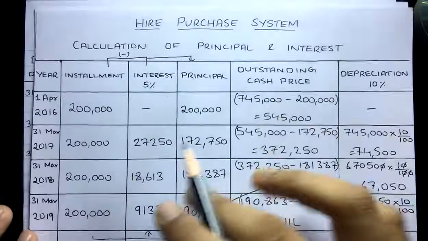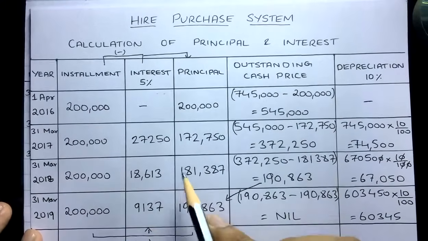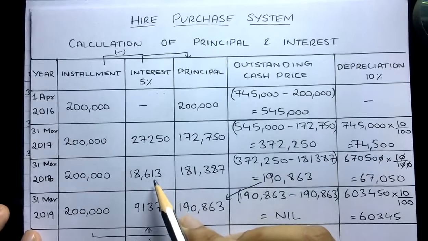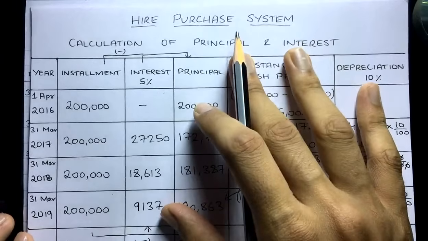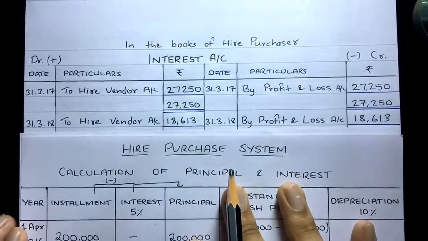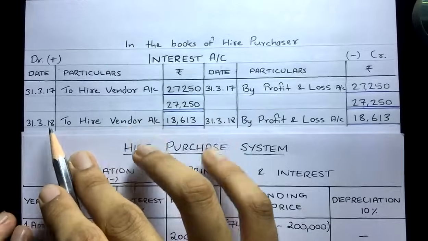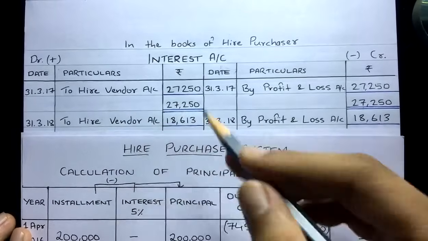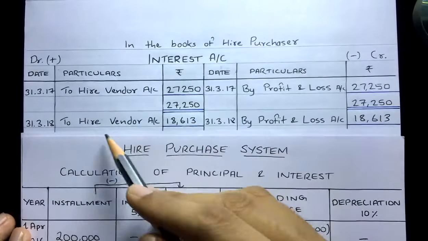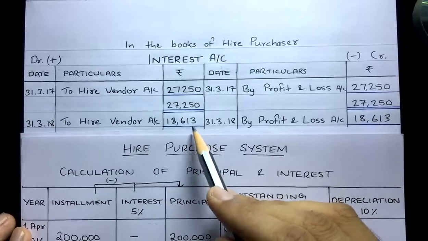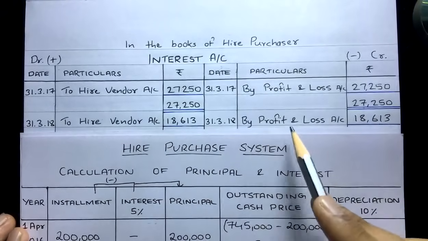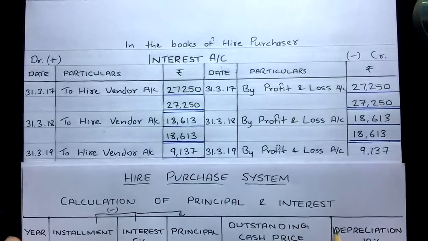Then at the end of the year 2018, again 18,613 interest was generated and it was paid to the hire vendor. So again you have to repeat the same thing. 31/3/2018 to hire vendor account. Interest increased because the payment was made to the hire vendor, 18,613, and then the balance has to be transferred to the profit and loss account.